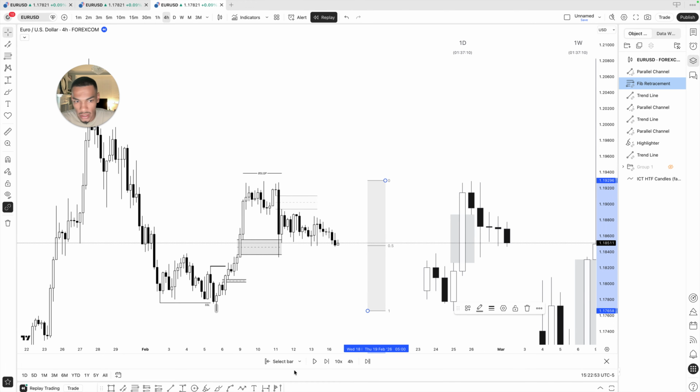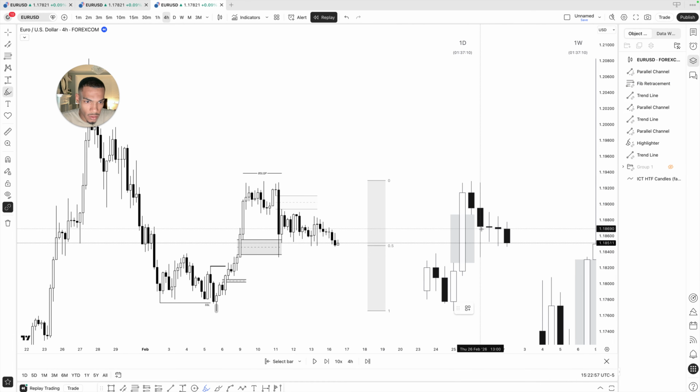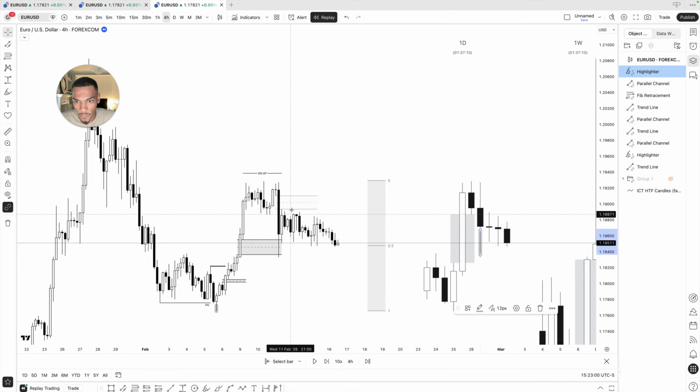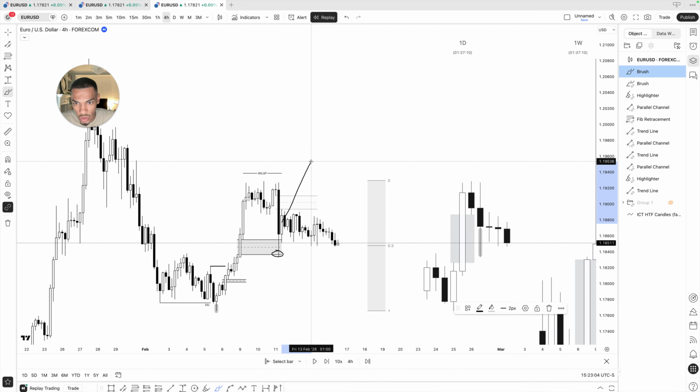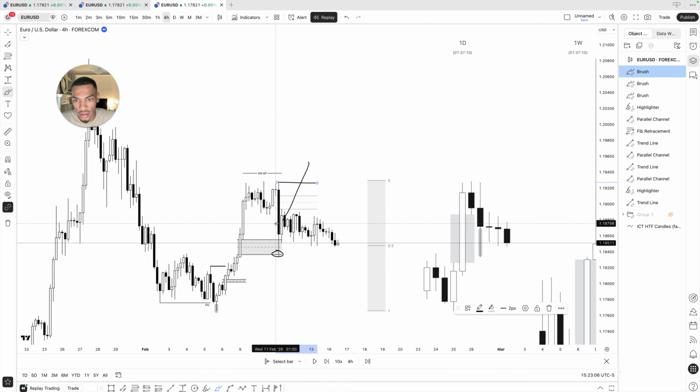Look how we tap into the daily imbalance and the 4-hour imbalance once, right? No follow through, as in we tap into this and we don't take out the high, right? This is weak. We're not injecting liquidity. Look how we don't get any arrays.